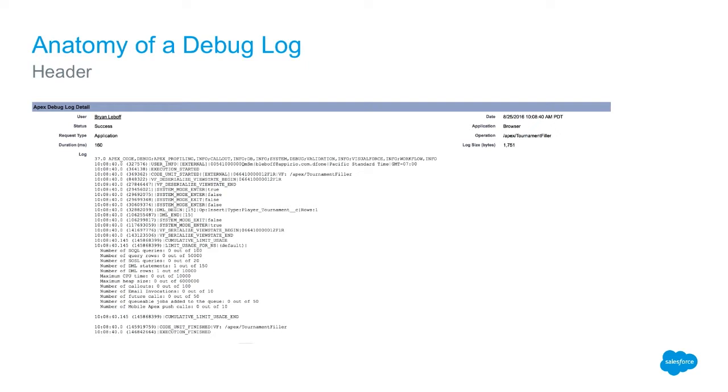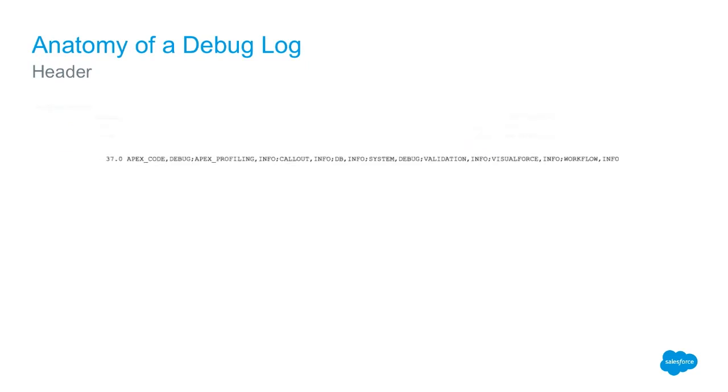Okay, so in our debug log, first thing we see is the header. The header gives us our version information, and then those log categories and levels that we have set on our trace flag. So in this instance, we have the Apex code category was set to the debug level, Apex profiling, info, and so on and so forth.